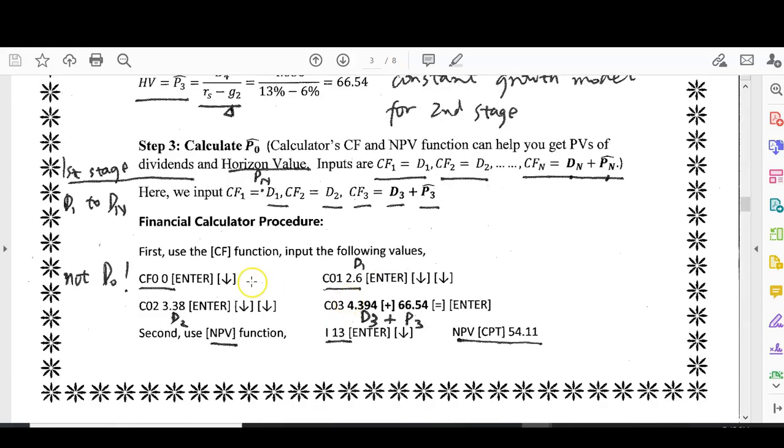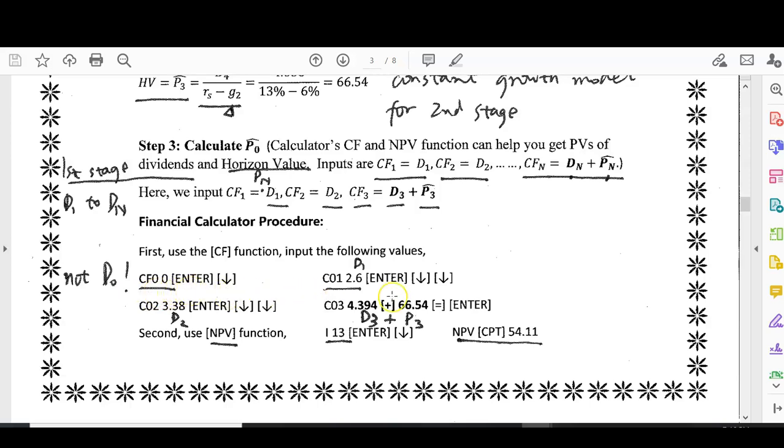Okay, do you remember our cash flow function in the calculator? We can go to the cash flow function. We input cash flow 0 as 0. Okay, remember when we discount all the dividends in the first and second stage, we do not include D0. D0 is something that's already paid at time 0. If we're trying to get P0, we're trying to purchase the stock right now, we do not have this D0 anymore. It's already paid. It's paid at the end of last year, which is the beginning of this first year. Okay, so cash flow 0 should be 0.